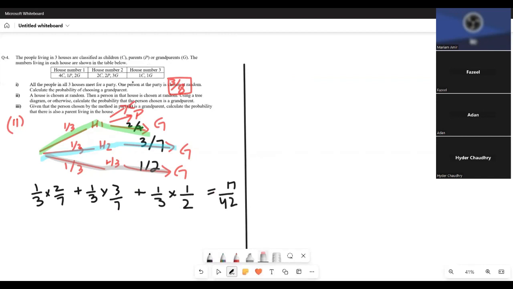So ये conditional probability का case है. Given that the person chosen by the method in part 2 is a grandparent, so given grandparent का case. Given grandparent, calculate the probability that there is also a parent living in the house. तो अब ये house 1 की भी बात हो रही है और house 2 की भी बात हो रही है. So house 1 इधर लिख लेते हैं और इधर प्लस करके house 2 की conditional probability भी add करेंगे. So अब conditional probability का हम formula use करेंगे.